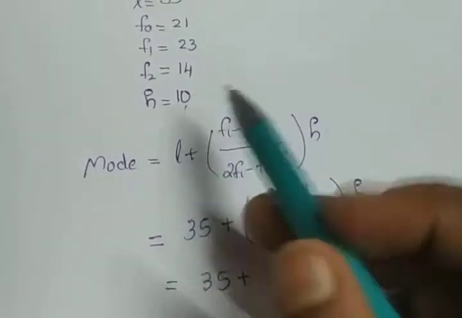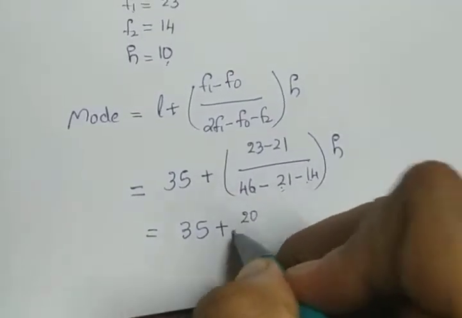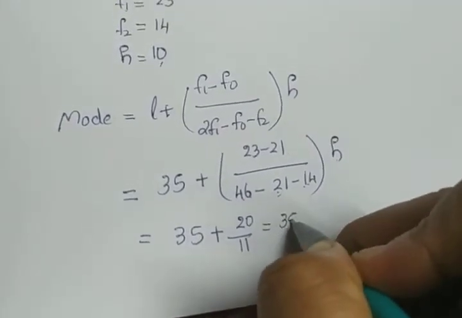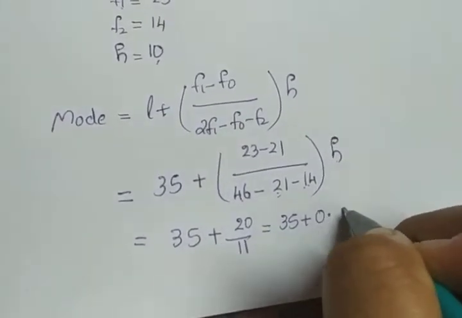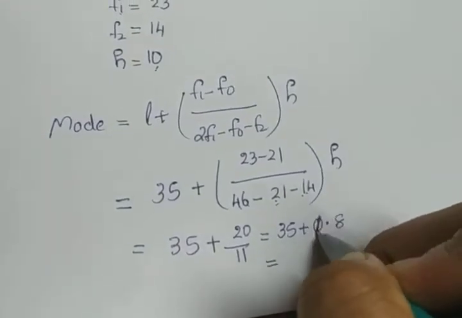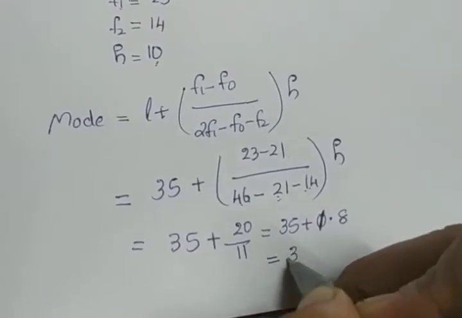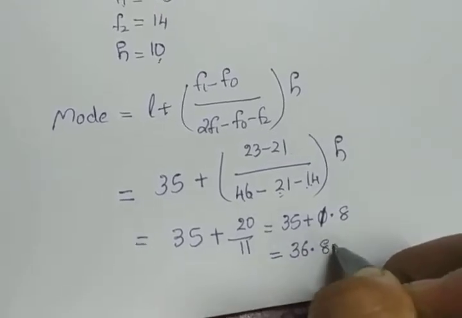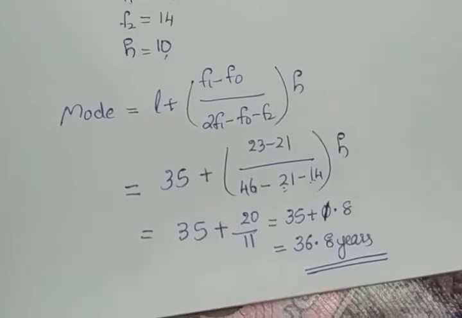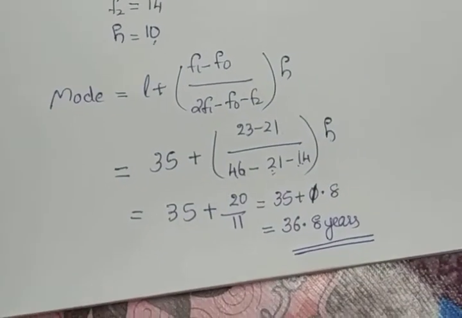What is H? H is 10. So it is 20 by 11. So this value will be 35 plus, not 0.8, sorry, it's 1.8. So we are getting the value 36.8 years. That is the value of the mode.